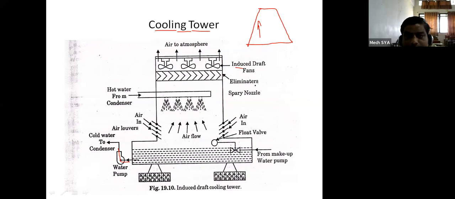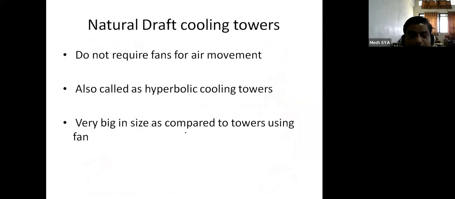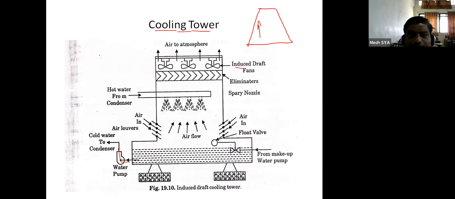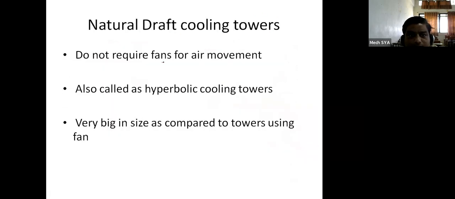Cooling tower was, I think, eliminated from our syllabus, but still. The rate of cooling depends on the amount of water surface exposed to air, time of exposure, humidity, and direction of flow of water and air. Natural draft means only one change: there are no fans used. Air is circulated naturally in the upward direction through the hyperbolic construction. This natural draft cooling tower does not require a fan for air movement, is also called a hyperbolic cooling tower, and is very big in size compared to towers using fans.